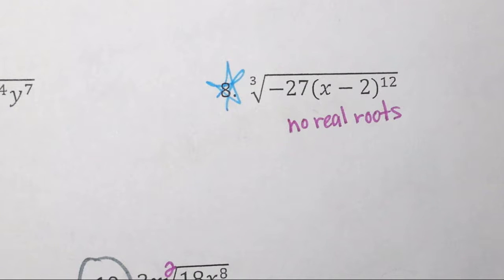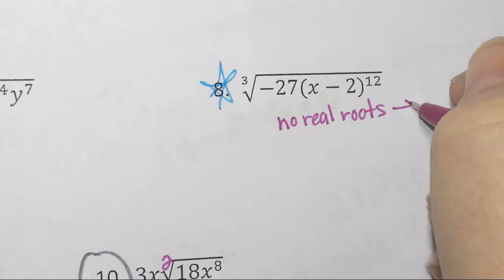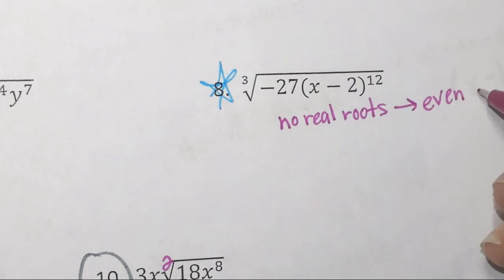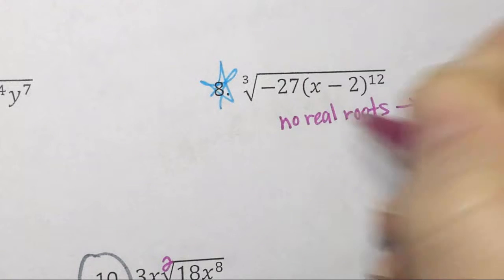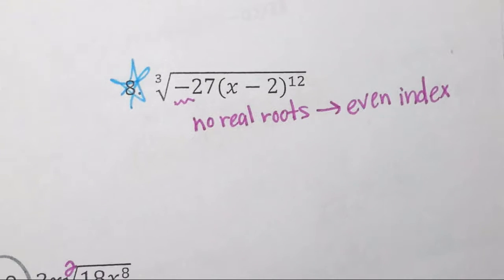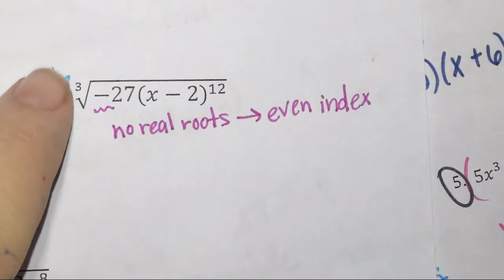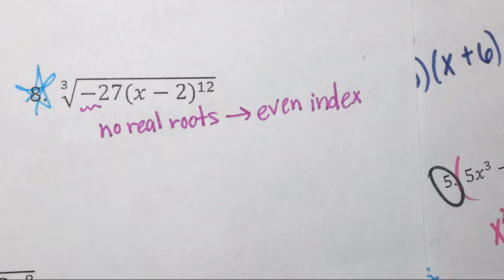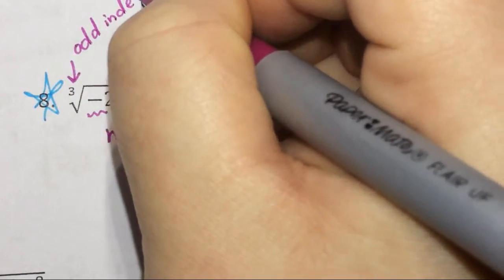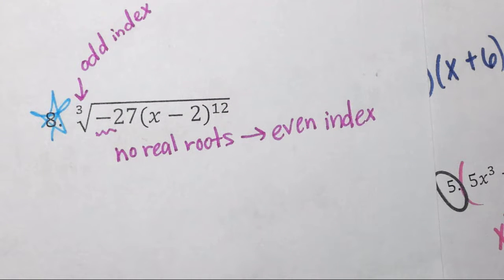That's actually not a true statement. No real roots is a lie. This problem actually has real roots. No real roots applies only to an even index. If there is a negative under the radical, the way there is on number 8, and we have an even index, a 2, a 4, a 6, an 8, a 10, then that's true. There are no real roots. However, we don't have an even index. 3 is an odd number. So I lied to you when I said there were no real roots. There are real roots to this problem.